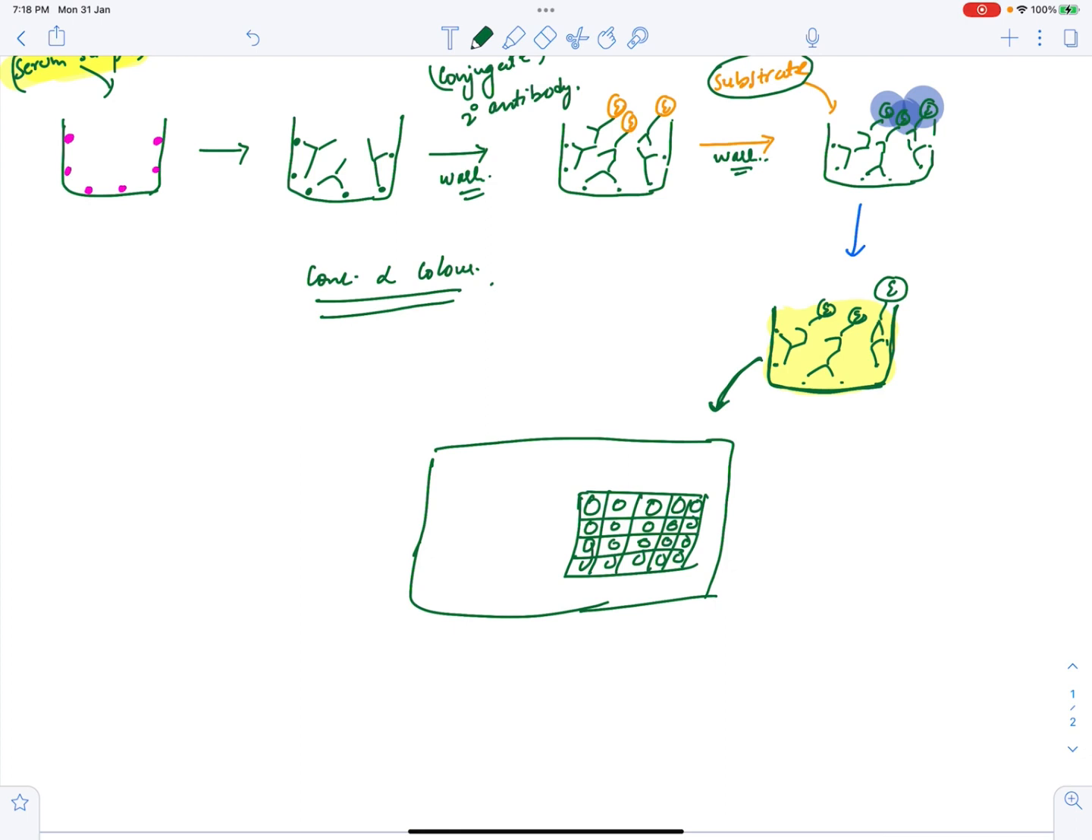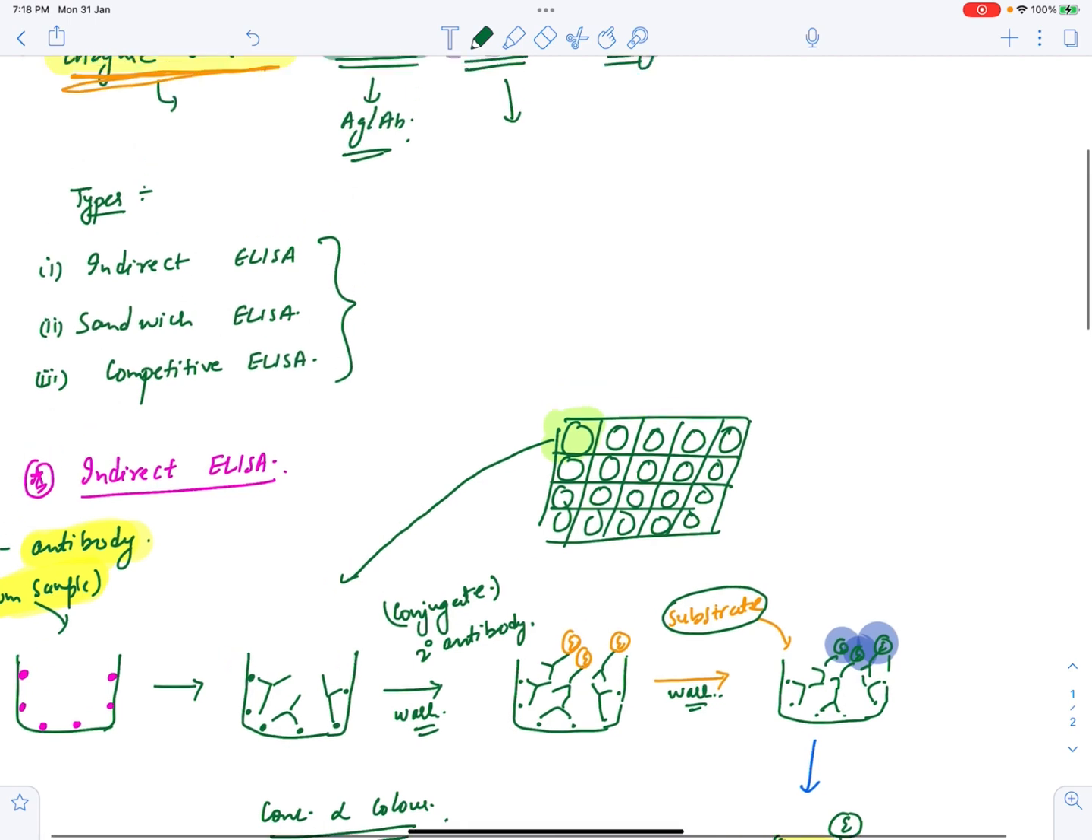Okay, so this forms the basis of indirect ELISA. Okay, clear?